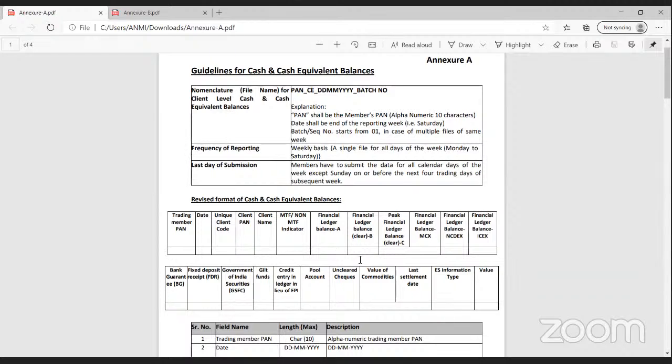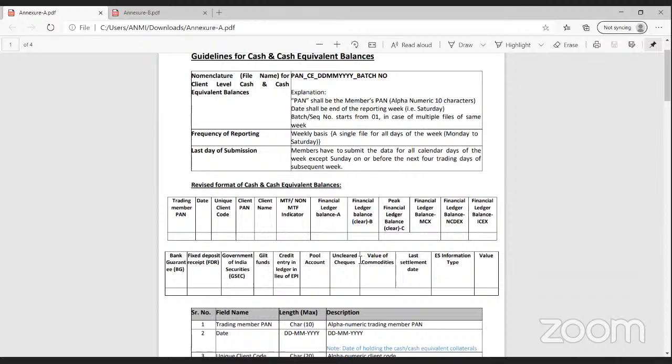When I say credit entry in the ledger in lieu of EPI, in the month of July, exchange issued a circular in the wake of the pledge repledge mechanism. The exchange specifically mentioned that any securities that have been given by the client to the member, and the member has done the EPI, early pay-in of securities, and posted that in the ledger of the client, that amount can be considered for margin purpose for further exposure. So we just want to capture what is the amount that has been posted in the ledger in lieu of EPI, because that benefit is given to the client. So this is one column.